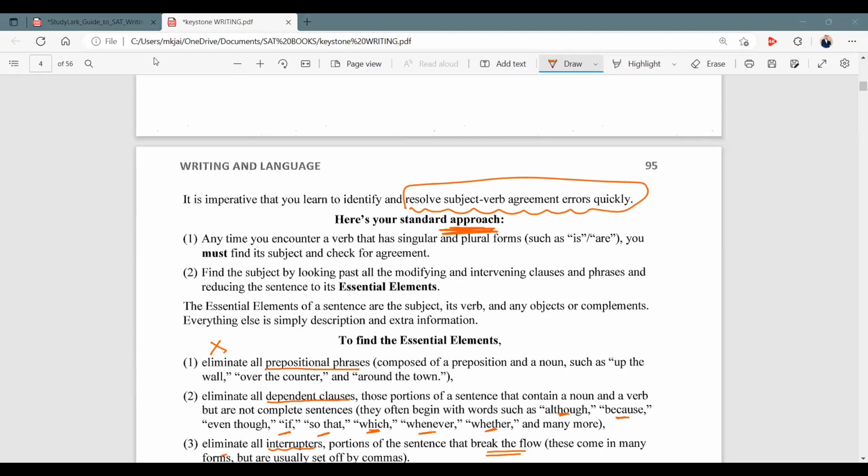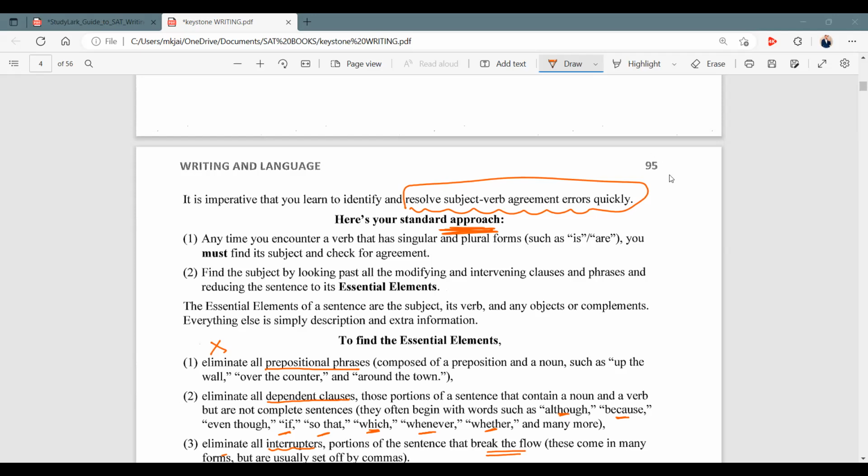What is the way to resolve subject-verb agreement errors quickly? Hey, Amr. First, we eliminate the prepositional phrases, and then the clauses which cannot stand by themselves. Lovely. What else? Yes. All right. So cross out all the parts that do not belong to the essential elements.